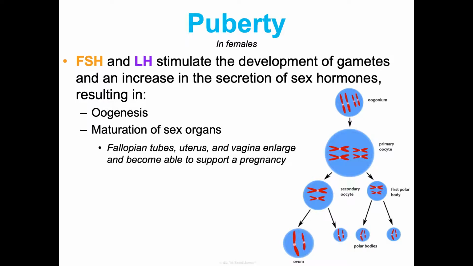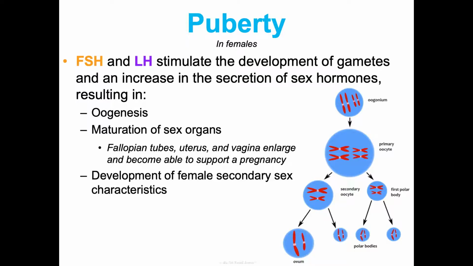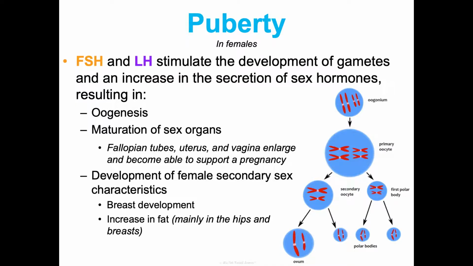The fallopian tubes, the uterus, and the vagina, they're all enlarging so that they would be able to support a pregnancy. And then, of course, the development of female secondary sex characteristics as well, which are different from males. So, yeah, there is the pubic and axillary hair growth, but there's breast development in females. There's an increase in fat, mainly in the hip and breast area, which is why girls get curvier when they've hit puberty. And then other adaptations in their bodies to prepare them for childbirth, such as the widening of the pelvis. And that's where a lot of females get their hips for the first time.